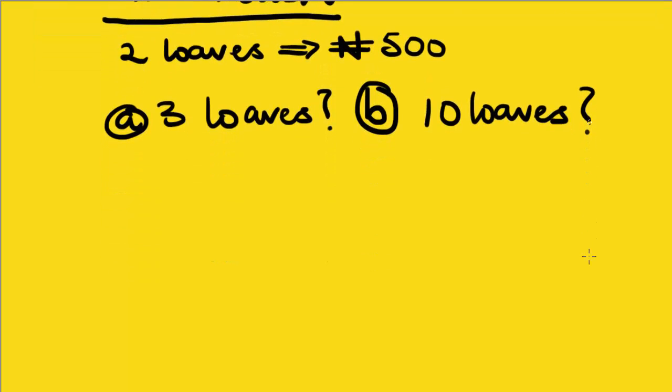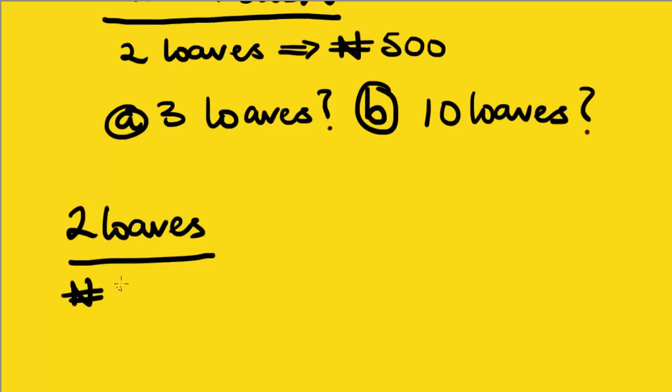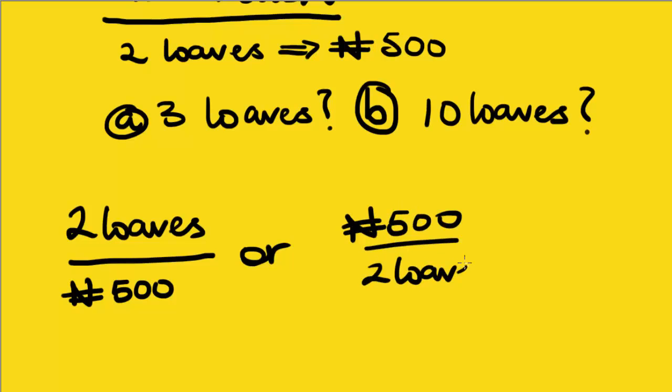So the technique involves representing the given information in sort of a fraction format. So you could say 2 loaves, watch how it looks like a fraction. I mean, it is a fraction, to be honest. 2 loaves per, that's how you read it, 2 loaves per 500 naira, or 500 naira per 2 loaves. I'm going to write loaves of bread. I'm going to start using LOB just as a notation. So watch out for that because it makes life easier.